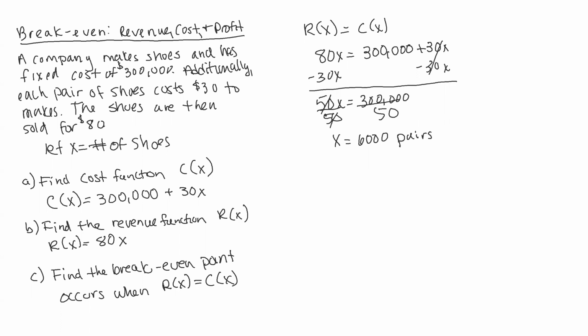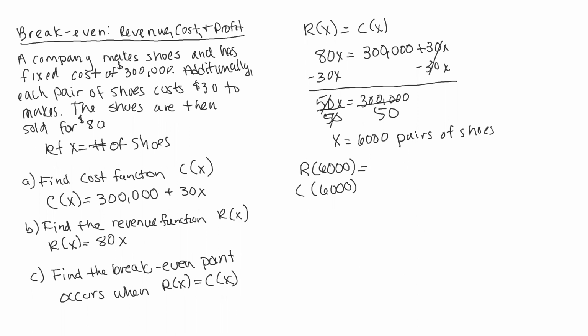We know that if we sell 6,000 pairs of shoes, we break even, but we want to know what break even is. We want to know what that value of money is. So that's going to tell us how much we spend each month, how much we bring in each month to where we break even, we get 0. Okay. So I then take X and I plug it into R of X or C of X, and we'll do both just for the sake of this problem.